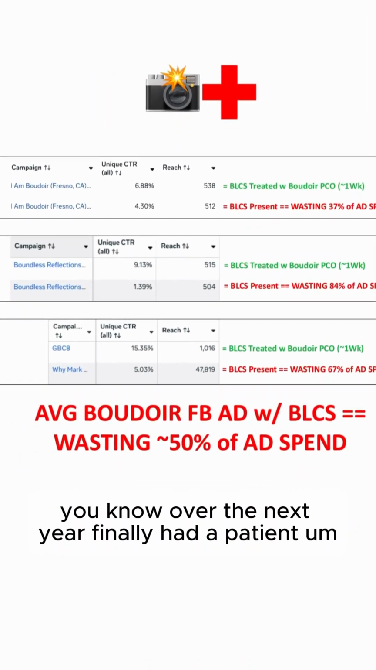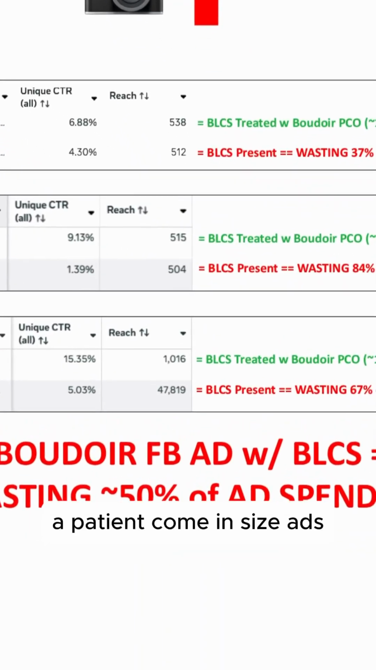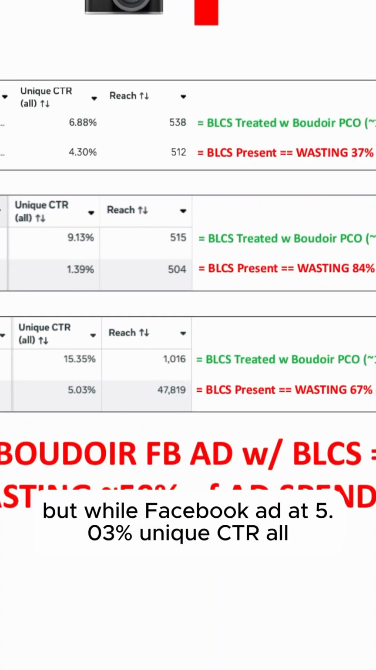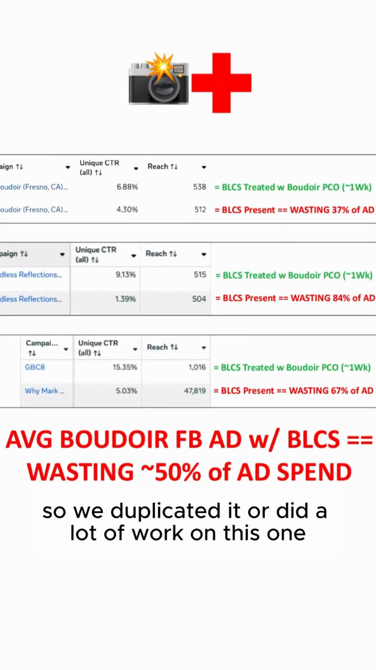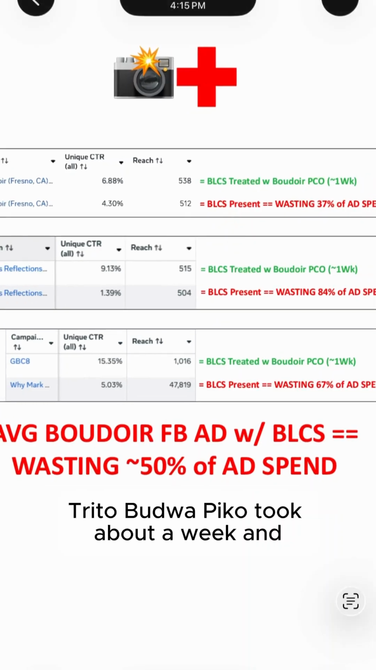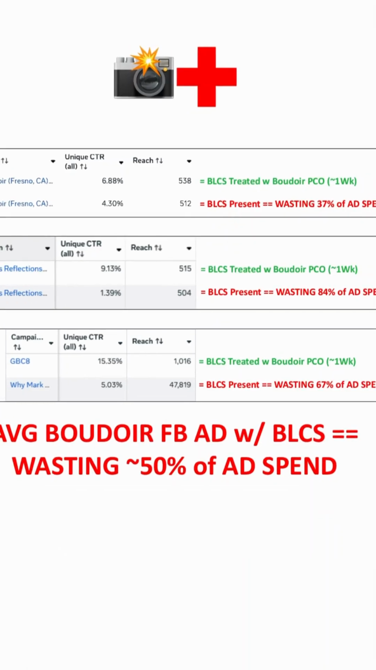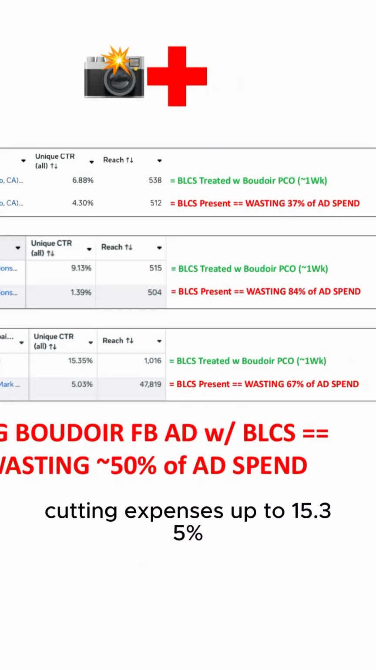Finally had a patient come in. We saw his ads, a Boudoir Facebook ad at 5.03% unique CTR. So we knew that BLCS is present. So we duplicated it, or did a lot of work on this one, treated with Boudoir Pico, took about a week. And we got the unique CTR up to 15.35%.